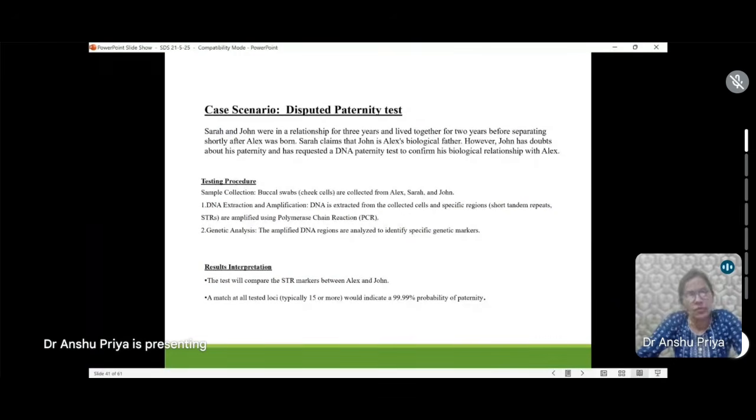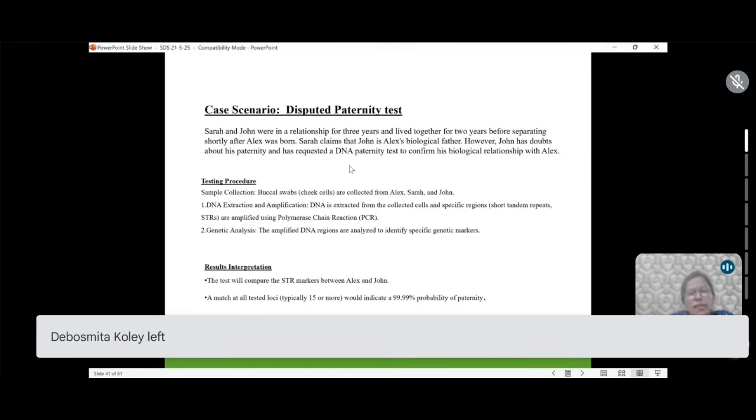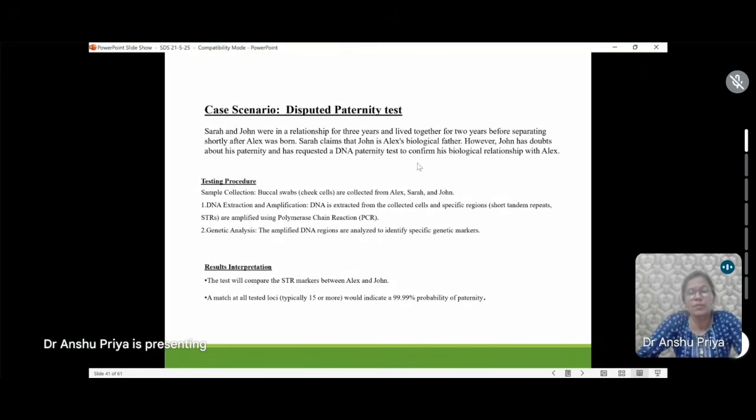I'm just giving a case scenario of a disputed paternity test. Like Sarah and John, they were in a relationship for 3 years and they lived together for 2 more years. Before separating shortly, Alex was born. Sarah claims that John is Alex's biological father, but John had doubt about his paternity and has requested a DNA paternity test to confirm his biological relationship with Alex.